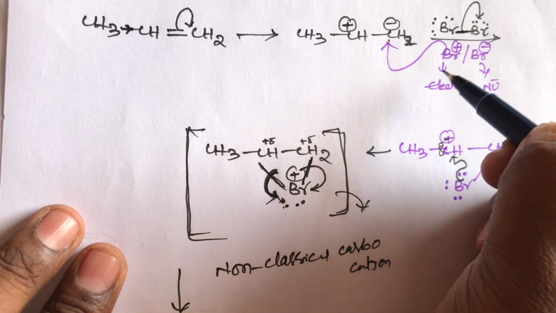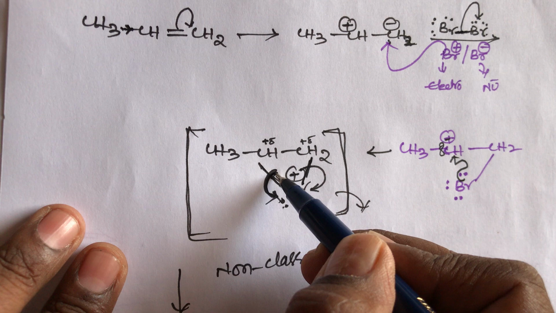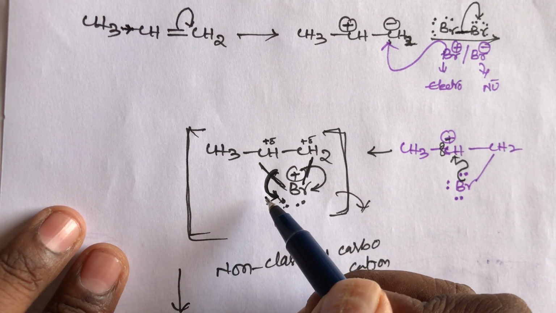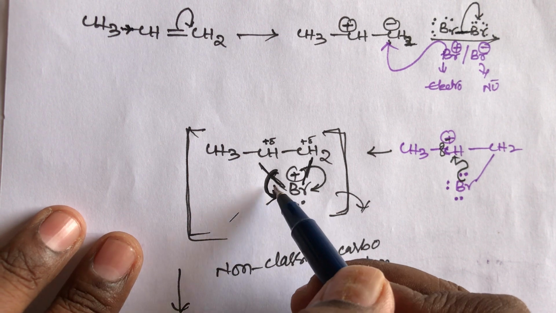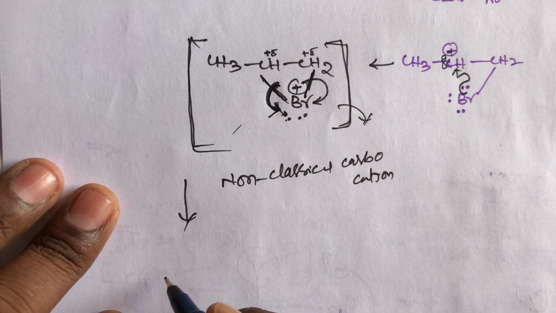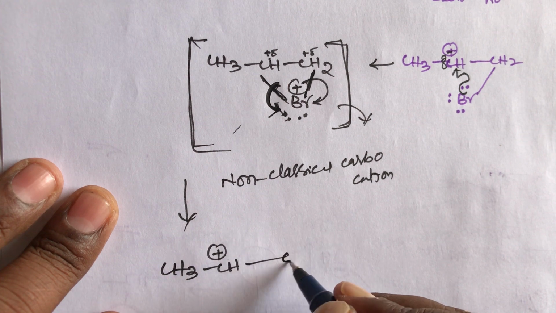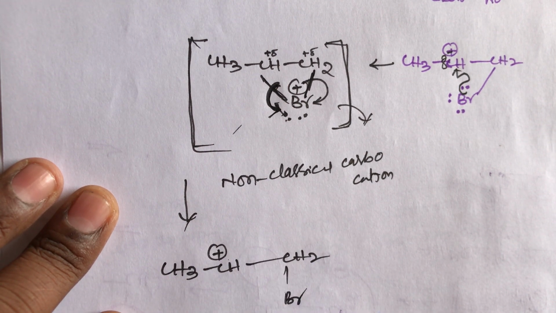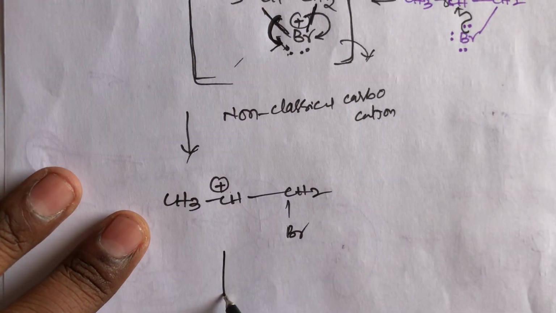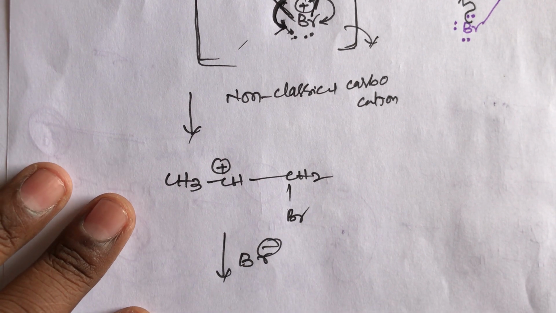Because in the first step Br+ will attack this carbon, but we are not shifting the right side bond, we are shifting only the left side bond. So this bromine electron will be returned back. So this carbon is getting a positive charge, that means CH3 CH+ then CH2Br. After that, the Br- that remains is left, and this Br- is called the nucleophile.